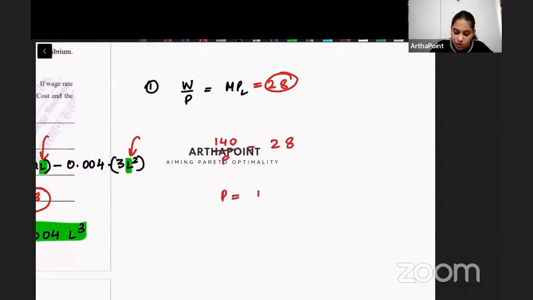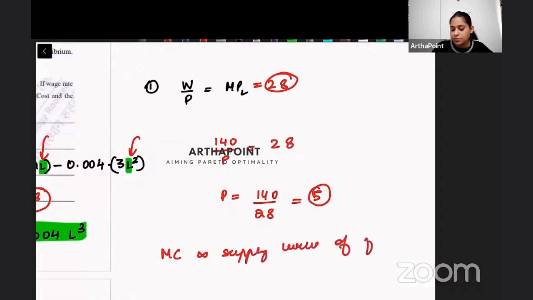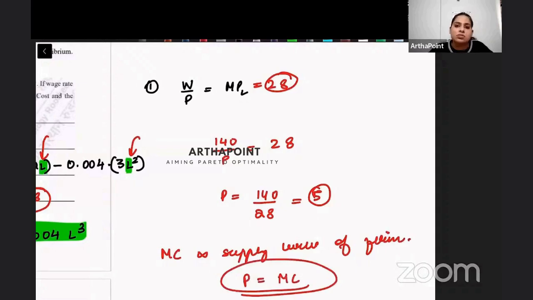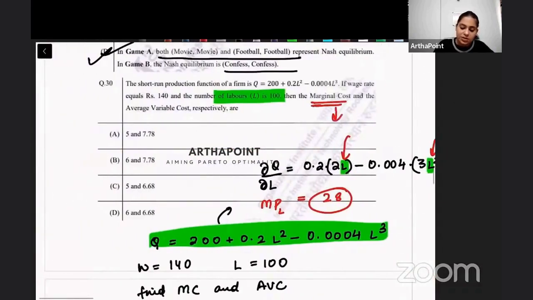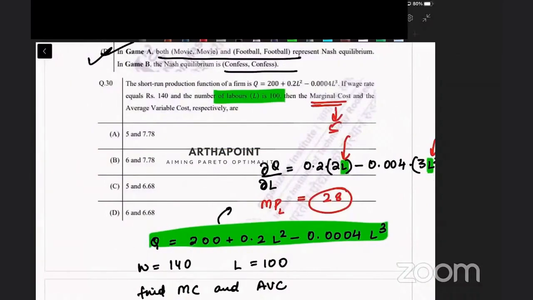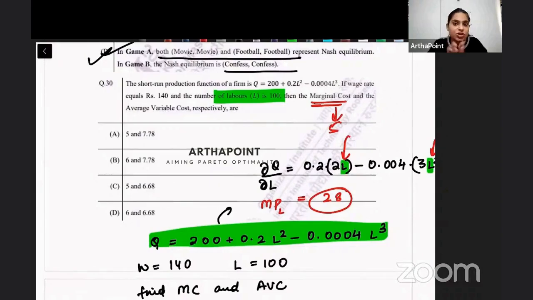So what is P? 140 divided by 28, which is going to be 5. We use the property that marginal cost is the supply curve of the firm, which means P should be equal to MC for this firm. The marginal cost will also be 5. So we solved that the marginal cost of the firm is 5. That's the first thing.